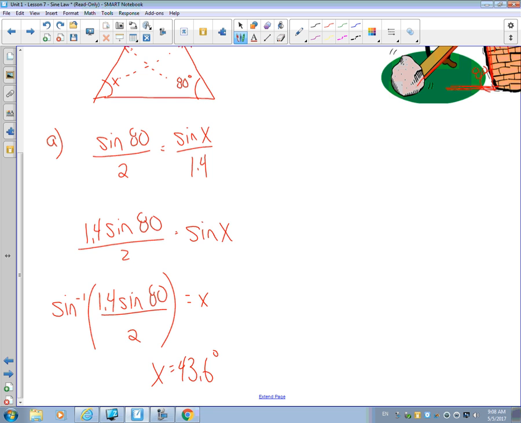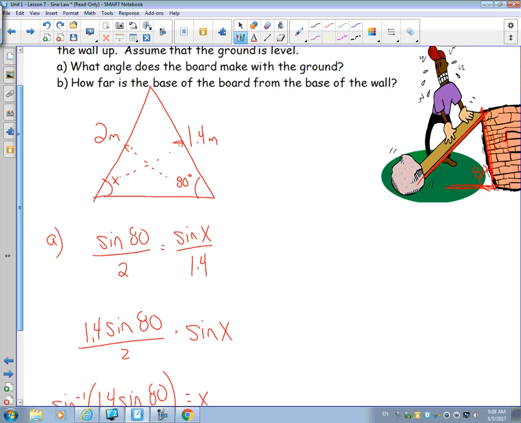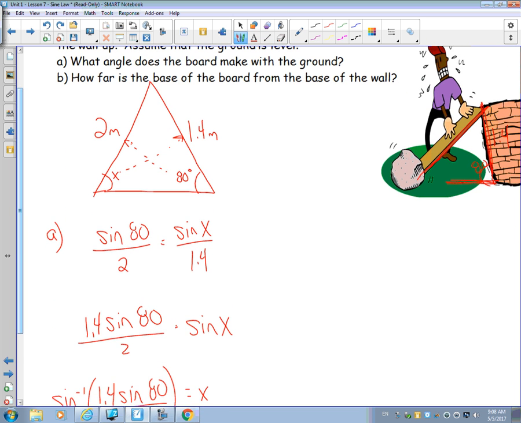Okay. Let's look at part B. How far is the base of the board from the base of the wall? So the board hits, there's the base of the board, there's the base of the wall. That's what I want to find.